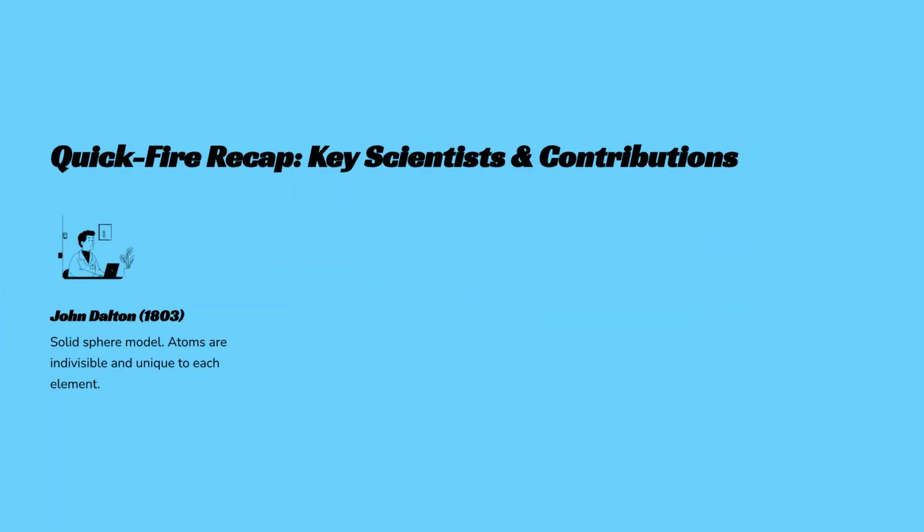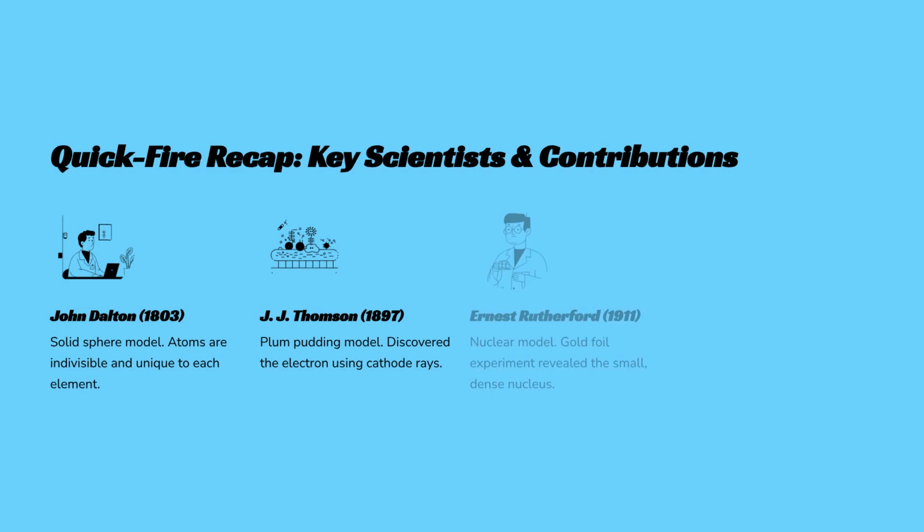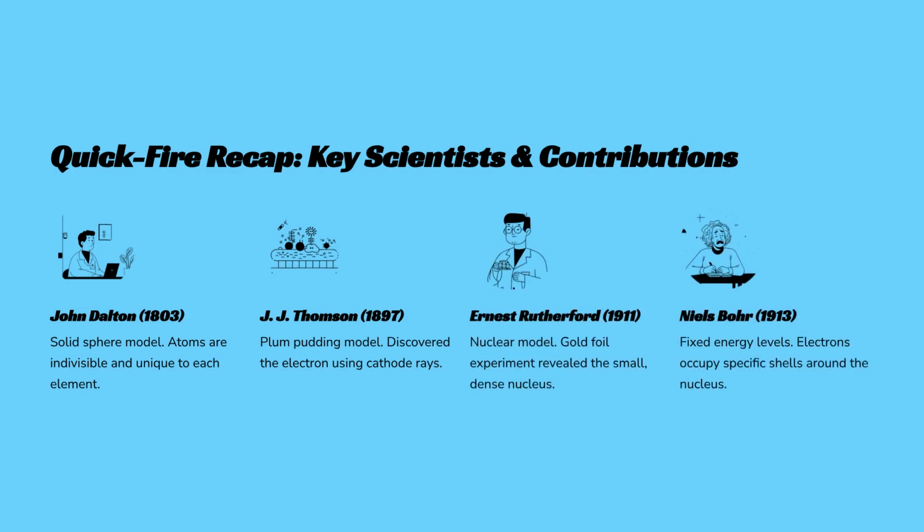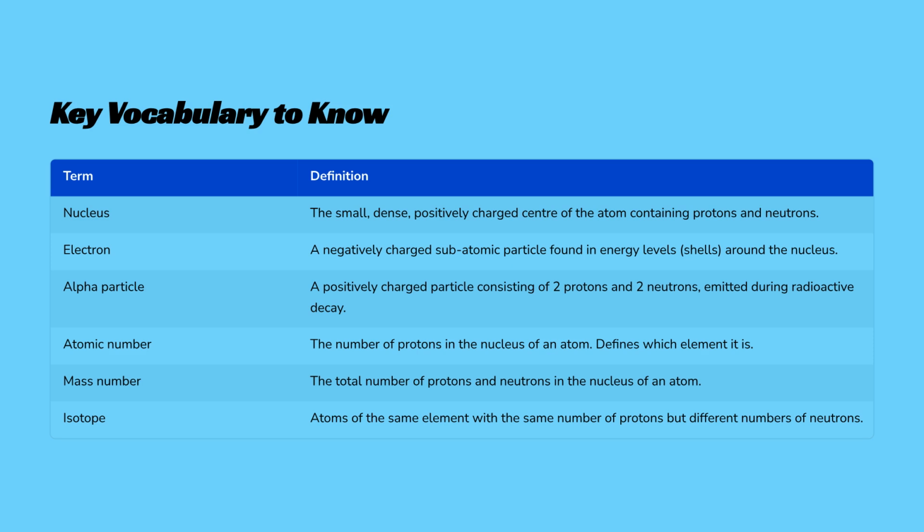Quickfire recap. Dalton proposed the solid sphere. Thomson discovered the electron with his plum pudding model. Rutherford identified the dense nucleus, and Bohr defined the energy levels. Key vocabulary includes the nucleus, the electron, alpha particles, atomic number, mass number, and isotopes. These terms are foundational for describing atomic structure correctly.